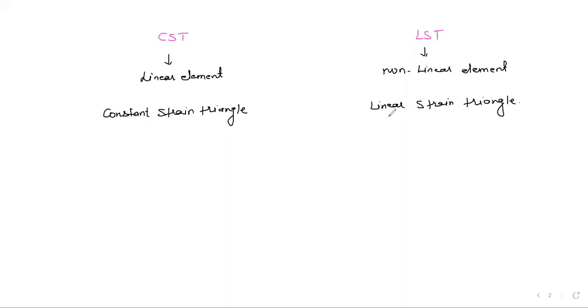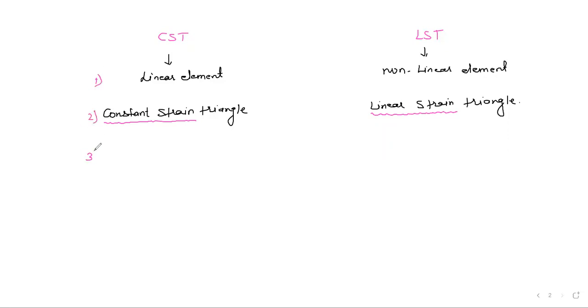Sir, you are saying here LST means linear strain triangle, but you are writing non-linear element. Yes, this is linear strain. I am not saying that the elements are linear. The strain in the triangular CST element will be constant. It is not going to change. It will be constant throughout the element. But here it is going to vary. What type of variation is there? Linear variation. That's why it is called linear strain triangle. Okay, so this is your point number one.